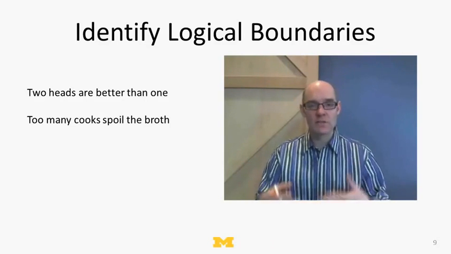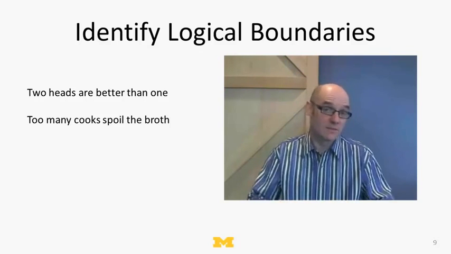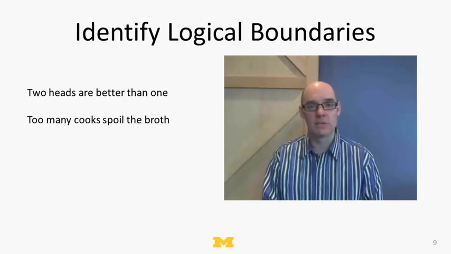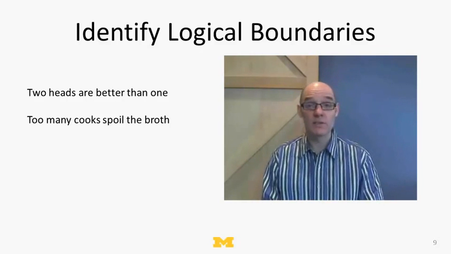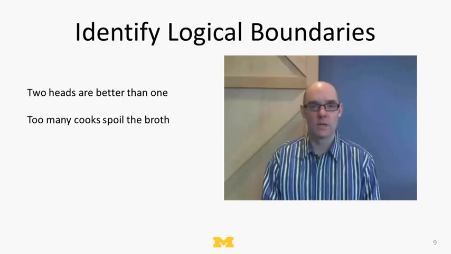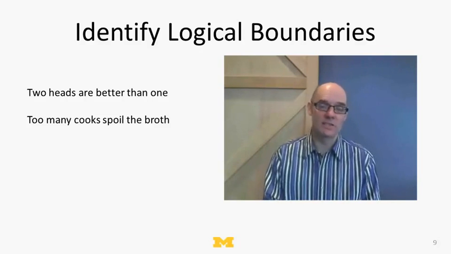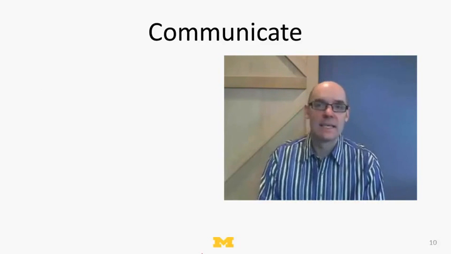So if you just have these sorts of proverbs or mantras that you follow, they're not going to do any good, because there's always going to be an opposite proverb that says do the opposite thing. So which one do you follow? What models enable us to do is find the conditions under which one thing holds and one thing doesn't. So later in this course, we're going to see when it is exactly the case that two heads are better than one, and when it is exactly the case that too many cooks spoil the broth. So even though these proverbs are opposite, there are conditions under which each holds. All right? Okay. Last thing, communicate.